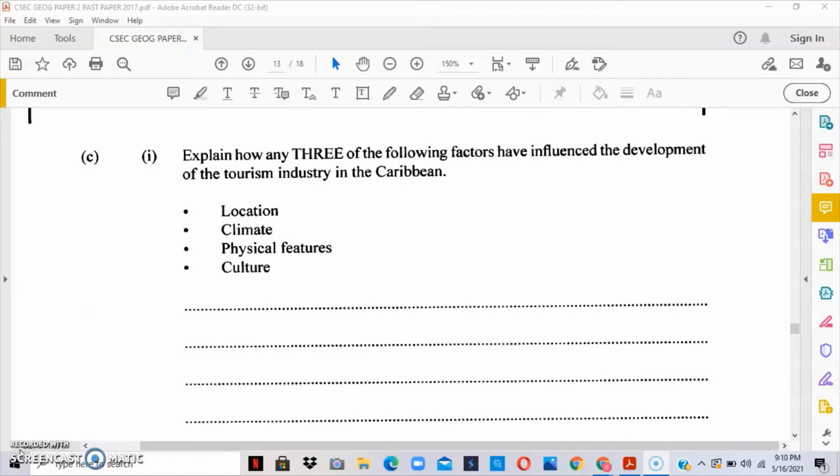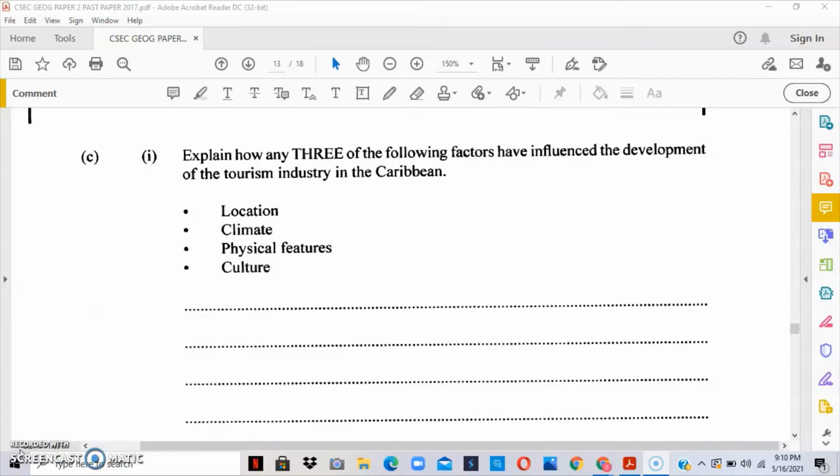Physical features. When we talk about the physical features in the Caribbean, there are three things that must come to mind. We have sand, the sun, and the sea. Now remember that the sun helps to influence the tropical marine climate that we have, the temperatures that we experience. The sand: we have the coral banks that have aided in the development of white sand beaches that have gentle breaking waves. And the sea: we have crystal clear waters. So these are a few of the physical features that help to influence or develop the tourism industry.